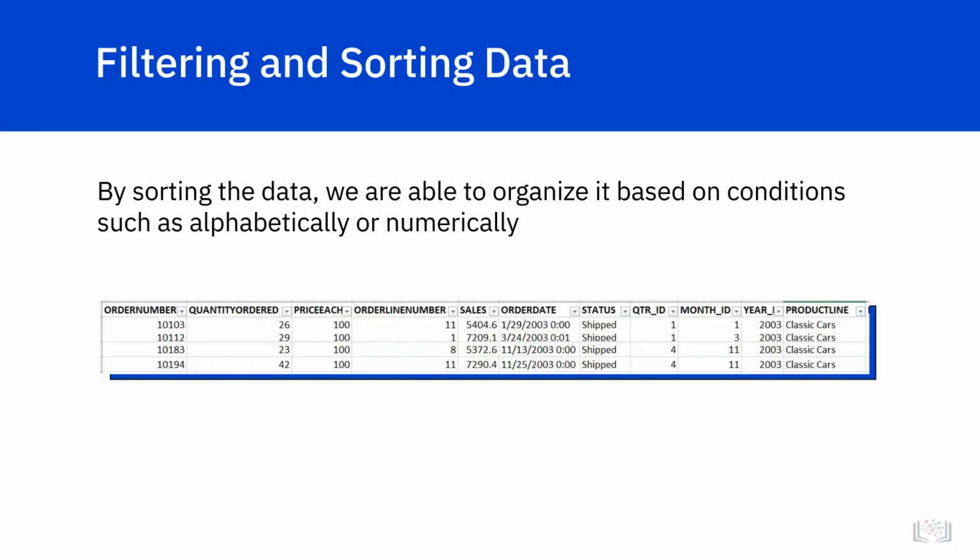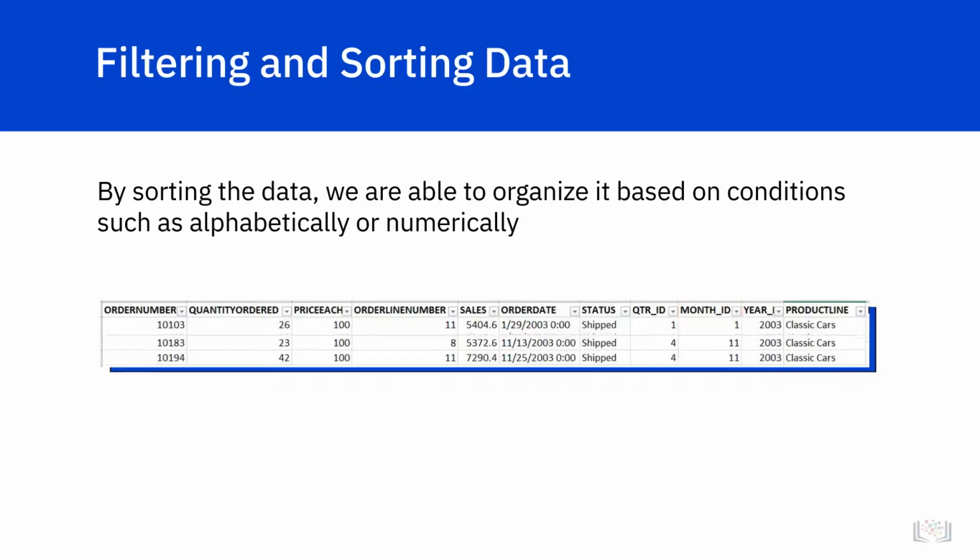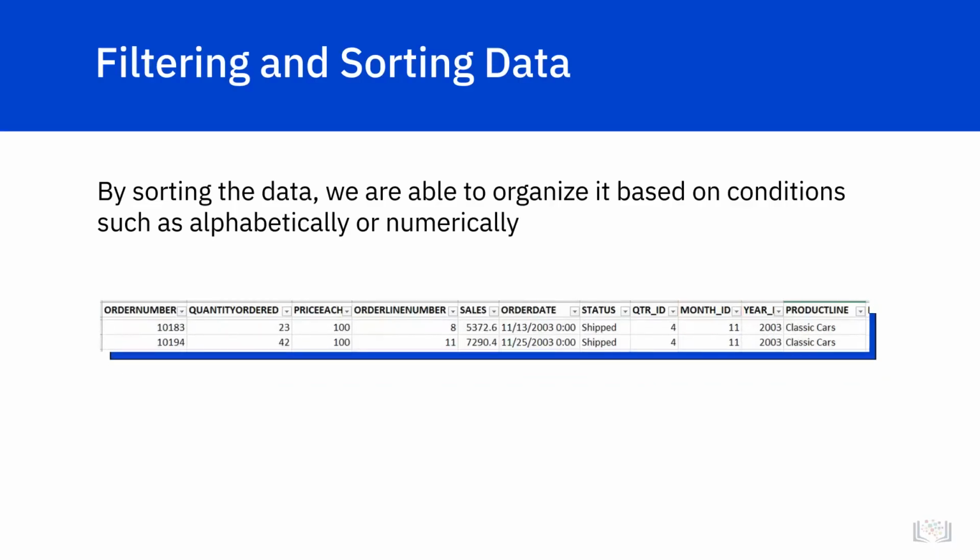our requirements. We now decide that we only want to see the data for the month of November. By adding a filter, we can now choose to only see items with a month ID that is equal to 11. By filtering our data, we are now able to only see the rows that meet the filter criteria, and it allows us to better analyze our information.